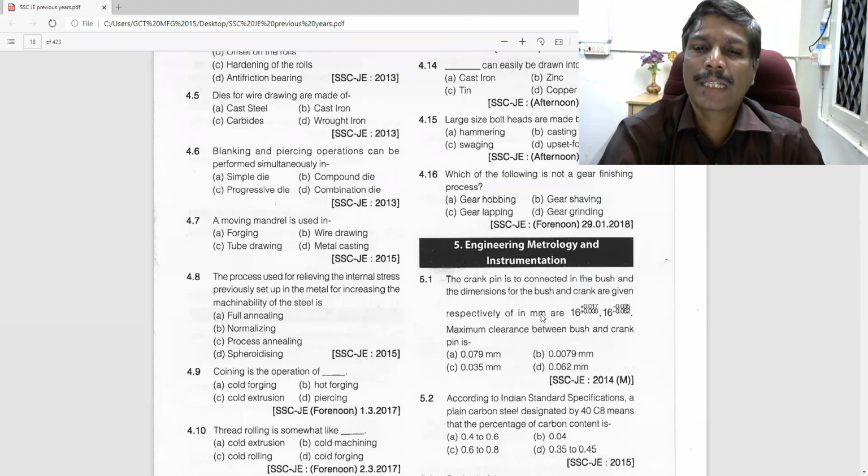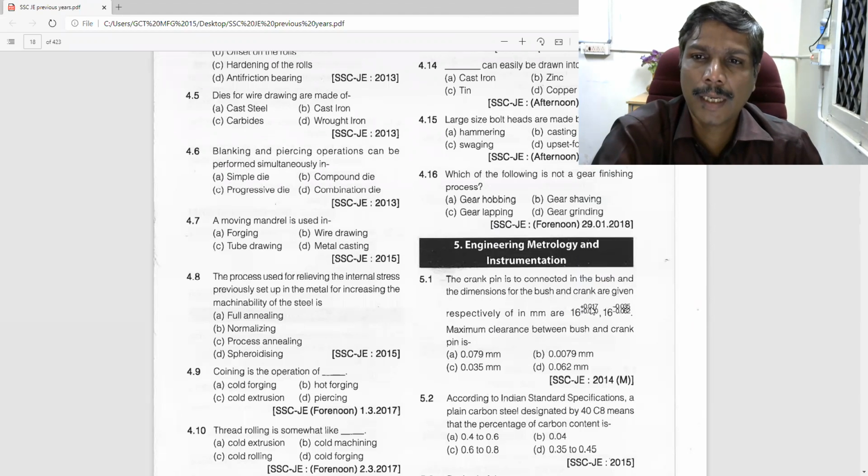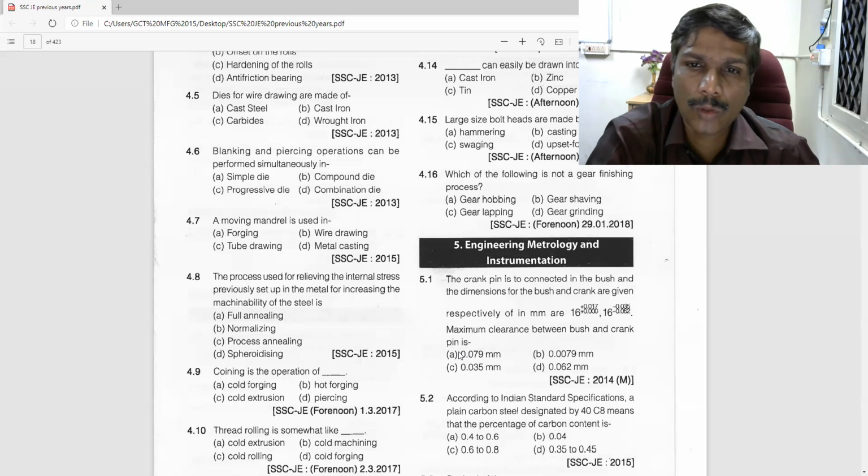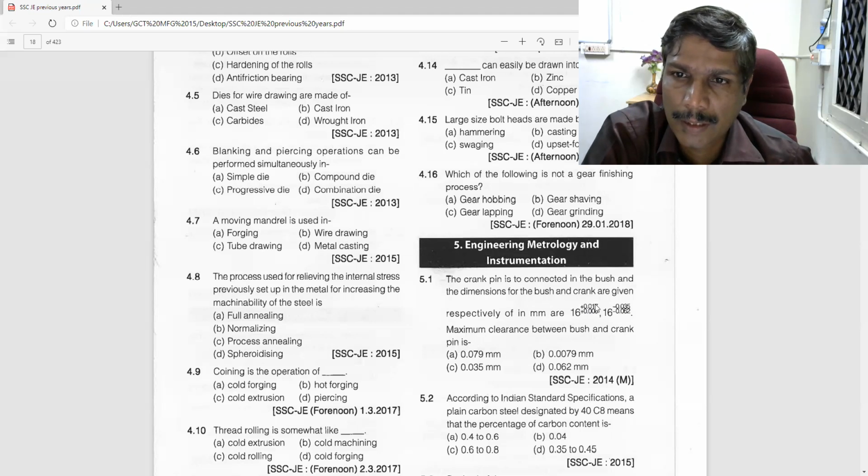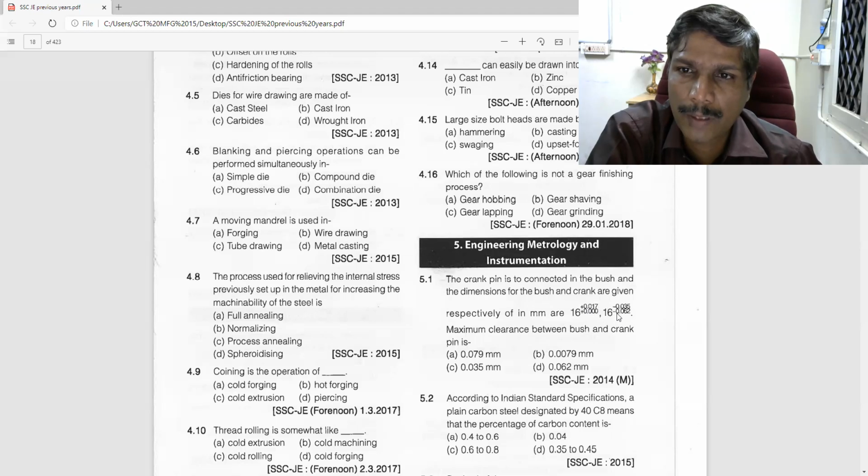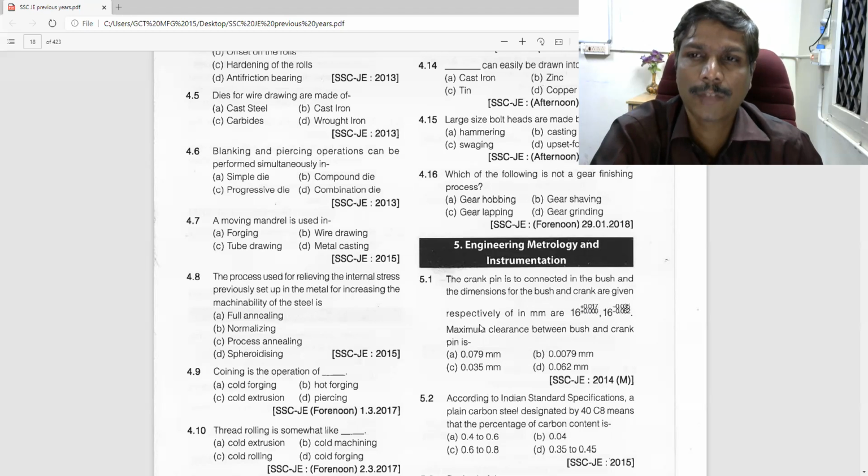What is the formula for maximum clearance? It is the upper limit of the hole minus the lower limit of the shaft. So upper limit of the hole to the lower limit of the shaft. This is plus 0.17 minus minus 0.062. So totally 0.079, for that bush and crank.